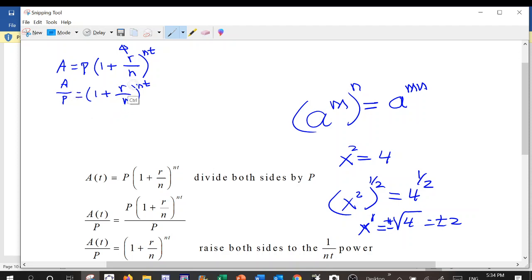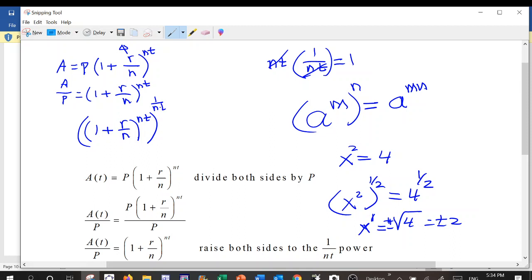Now here, in order to get rid of this nt, we have to raise to a power of what? To a power that if we raise nt to that power, we get 1. So what times nt gives you 1? Well, 1 over nt, right? And it cancels, so we get 1. So we put 1 over nt here. And then the same thing on this side. A over P has to be to the power of 1 over nt. So this goes away, obviously, it is 1.